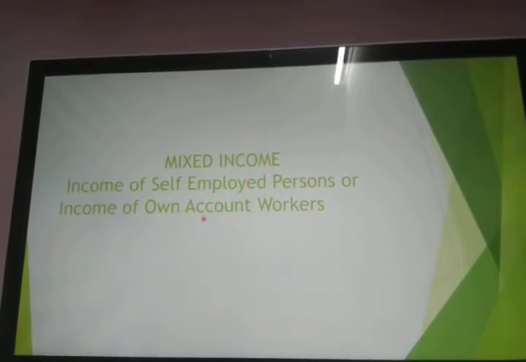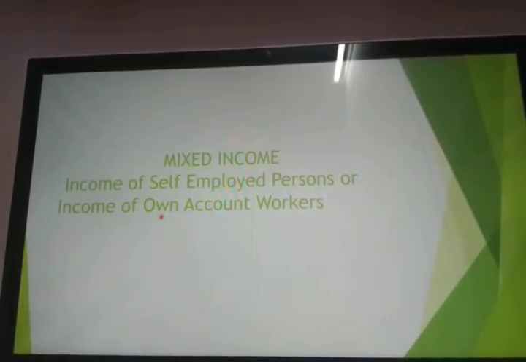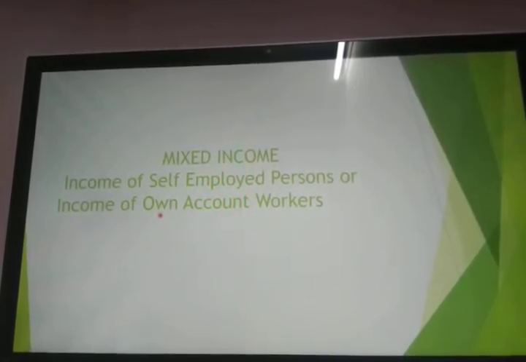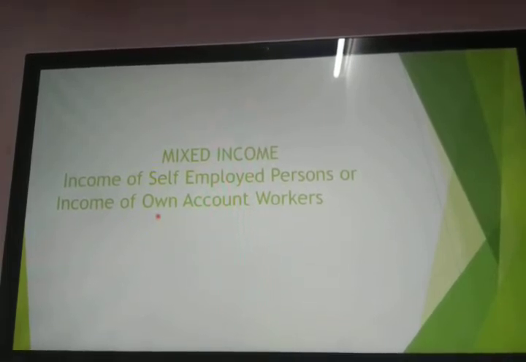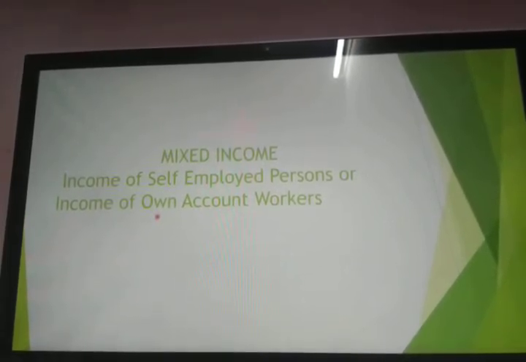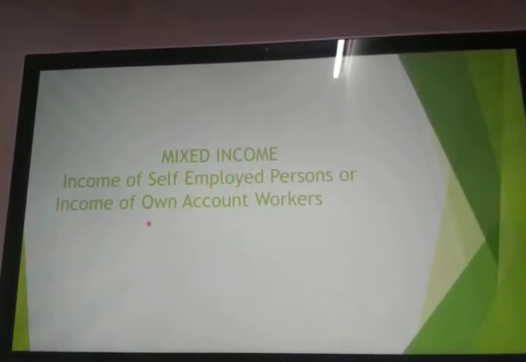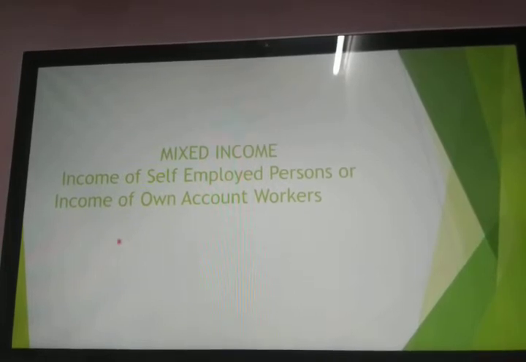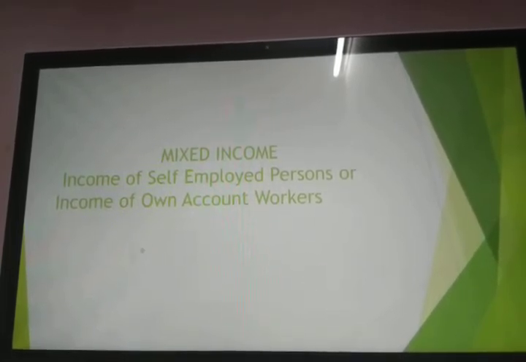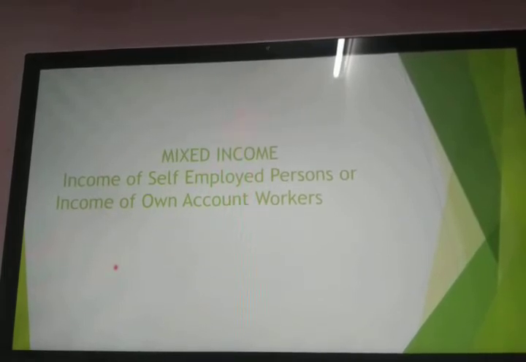Own account workers, that means he himself is the worker, he himself is the owner of the property, he himself is the entrepreneur, or he himself is the owner of 4 factors of production. So in that case, it is going to be difficult for them to divide the income into 4 categories or 3 categories. So that is why we put it under the mixed income. So these are your 3 main components of national income.